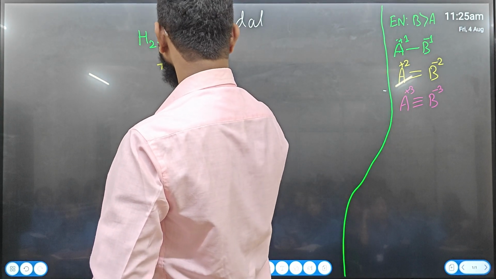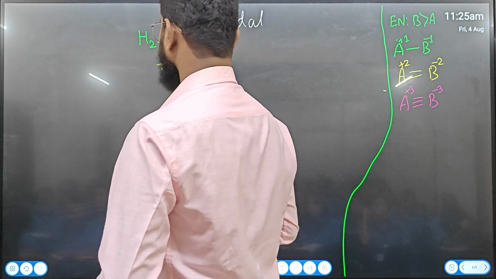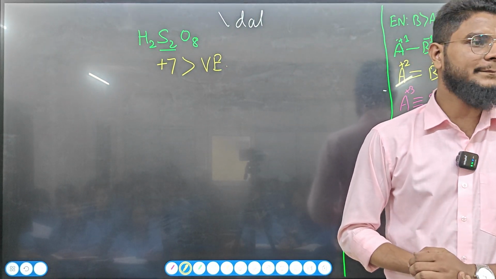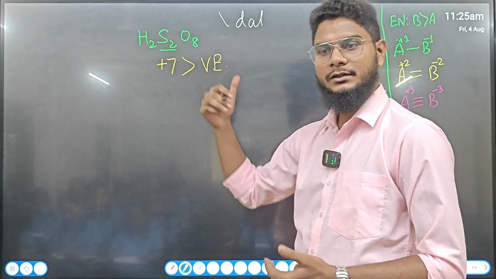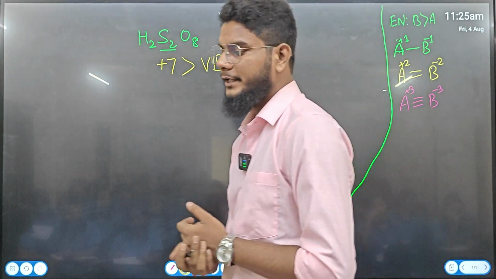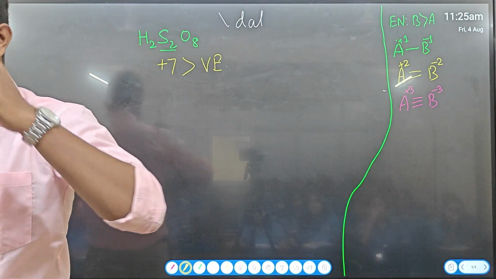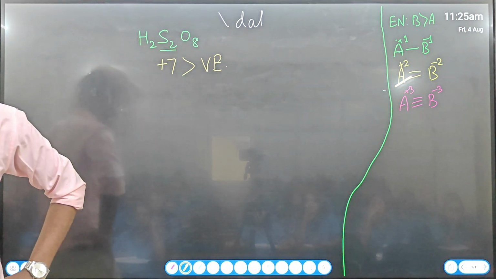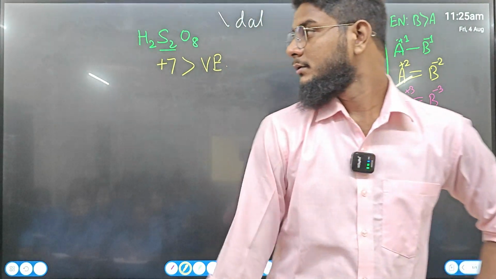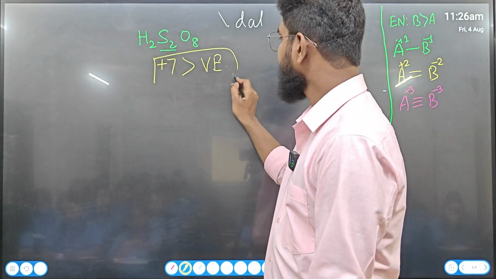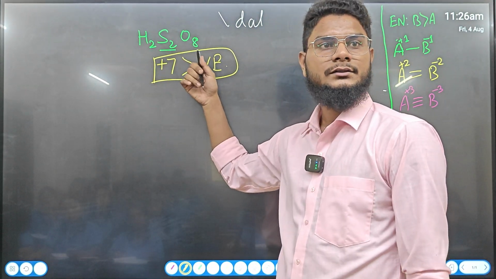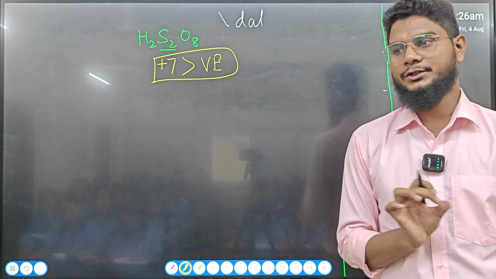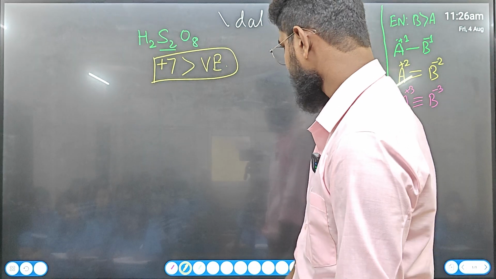That is greater than your valence electrons, right? So in this case, the normal rule is not applicable. So you have to draw the structure. When do we need to draw a structure? The condition is this: if the condition is like this, then you have to draw the structure of the molecule.